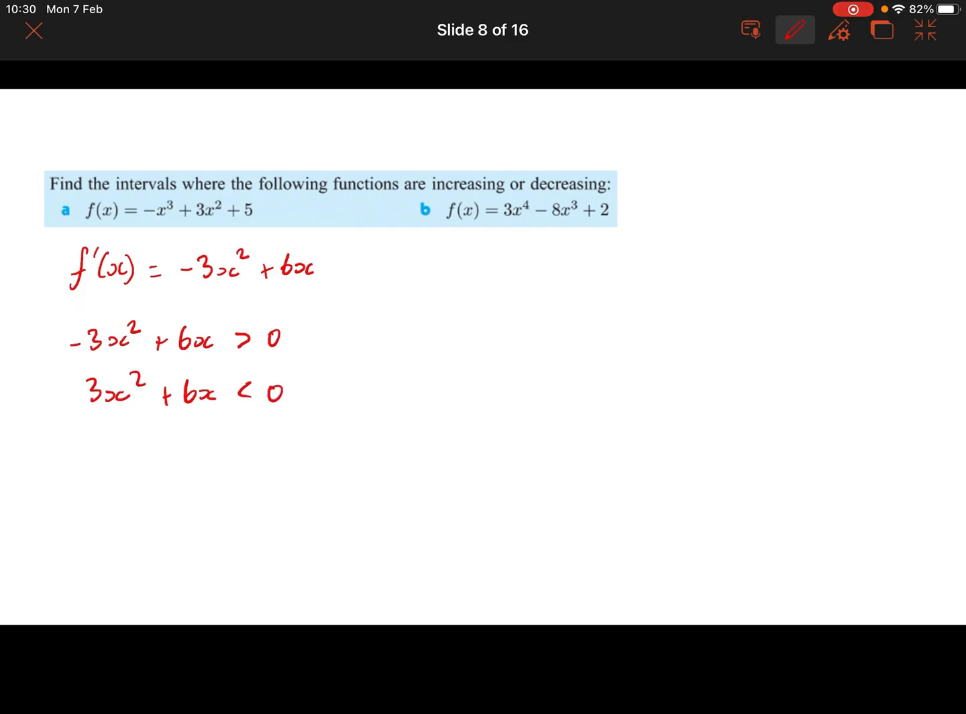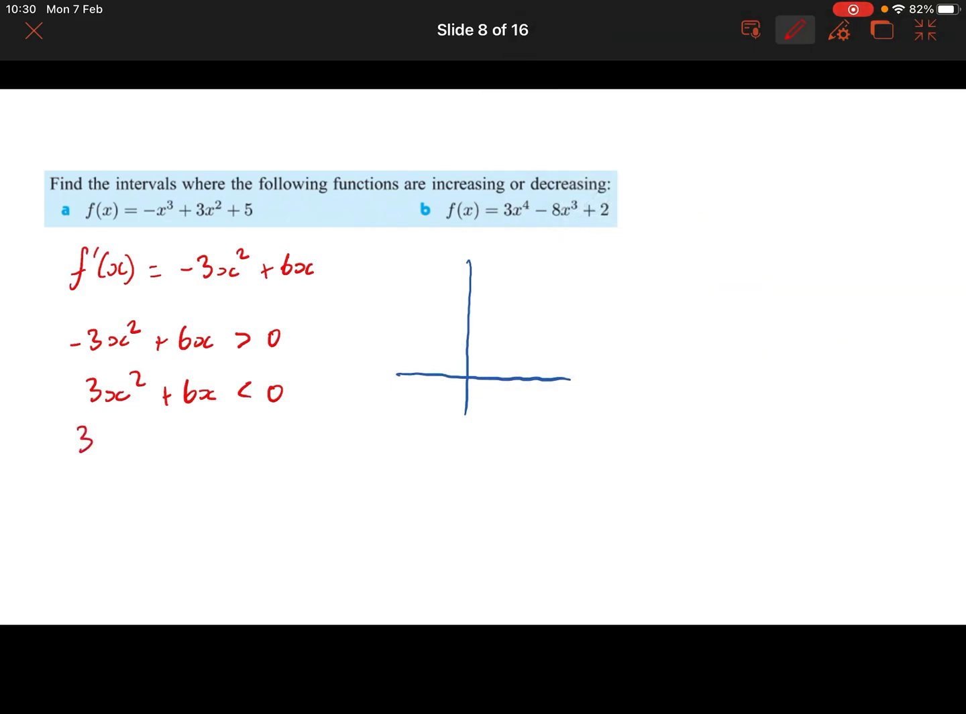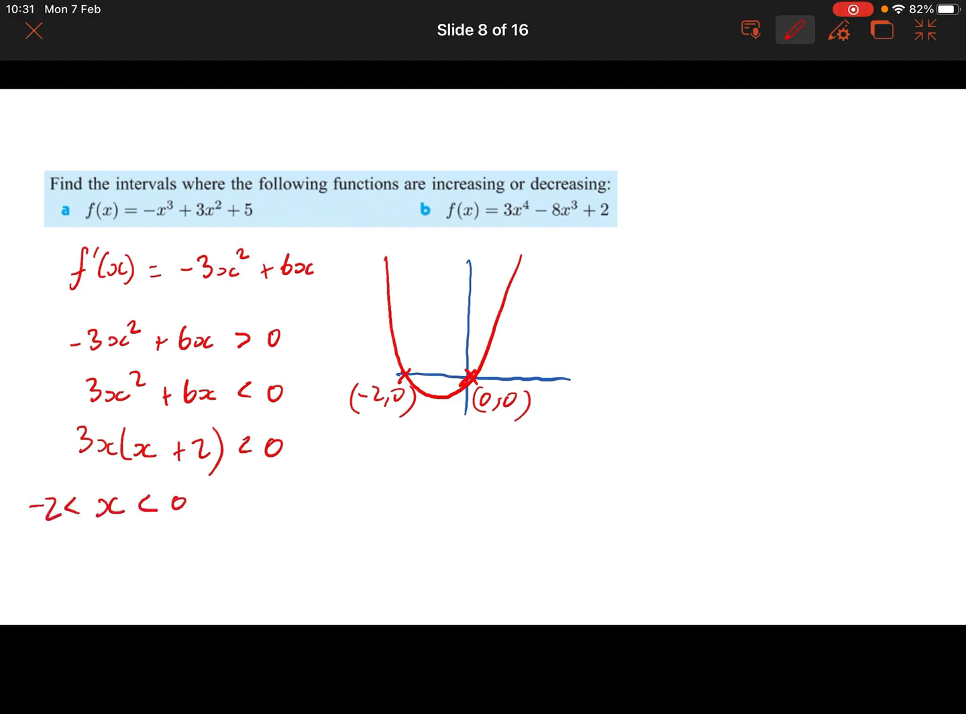So that's the same as when 3x squared plus 6x is less than 0. Please remember that you'll never, ever try to solve an inequality algebraically. You do it graphically. So we're going to just sketch this one. That becomes 3x upon x plus 2. So we've got 0 and negative 2 as my zeros. Okay, so when is this less than 0? It's when x is between 0 and minus 2, then the function is increasing.